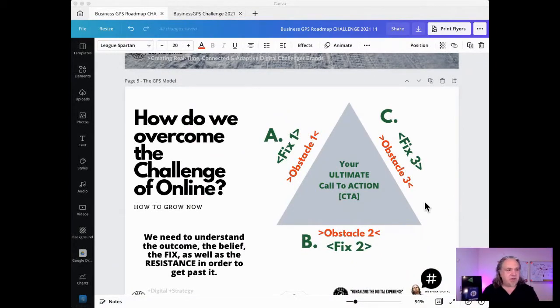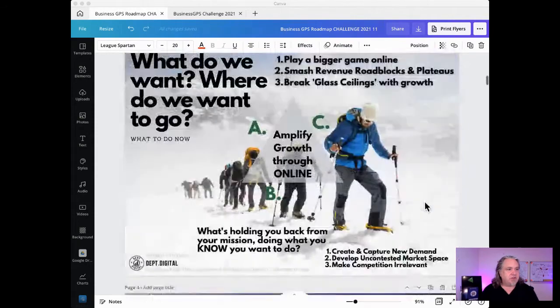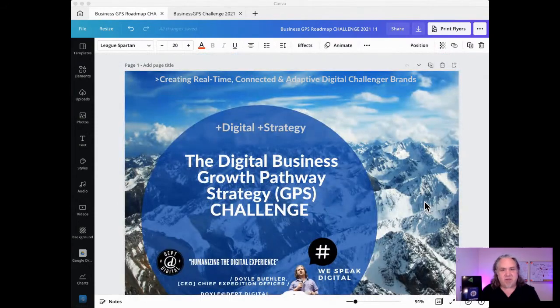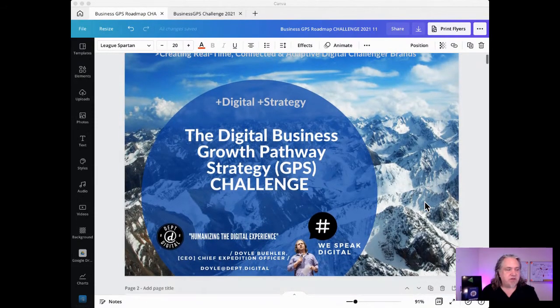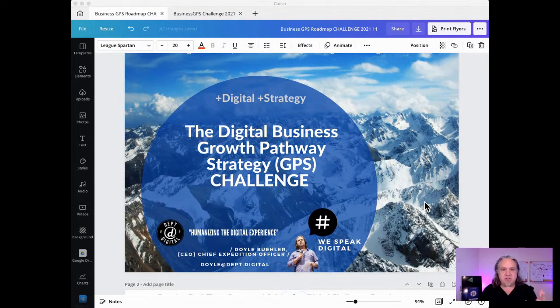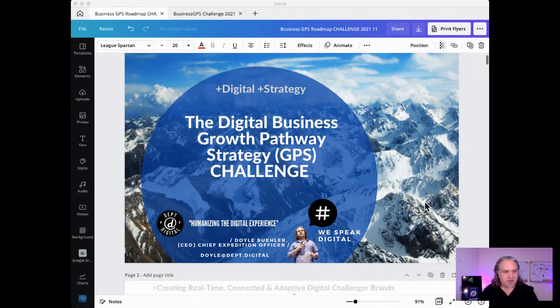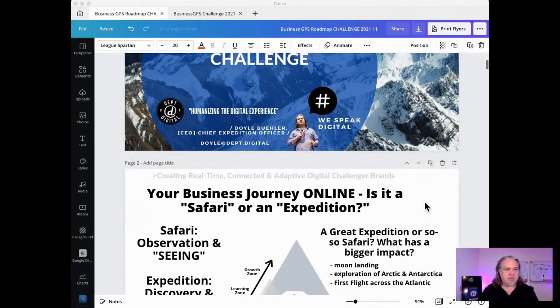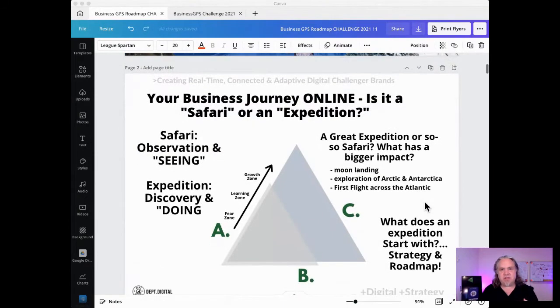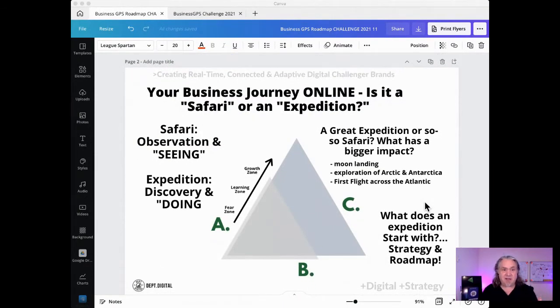Actually, I want to start at the beginning. I'll jump back a few paces so that you can see everything that's happening. The Digital Business Growth Pathway Strategy, the GPS as I call it, challenge, is about making sure that we have the pieces in place to guide and navigate our business. I know how difficult and challenging it can be. We don't always see everything, and we don't always know exactly where we want to go and how we want to get there.